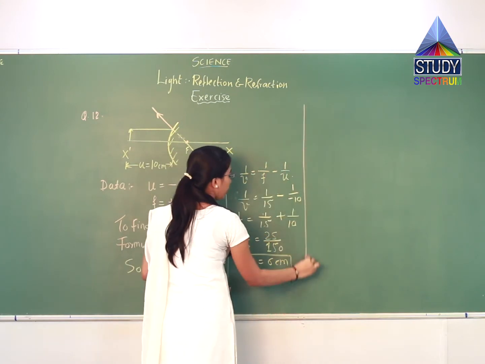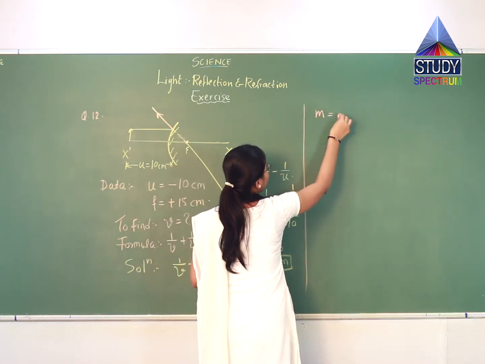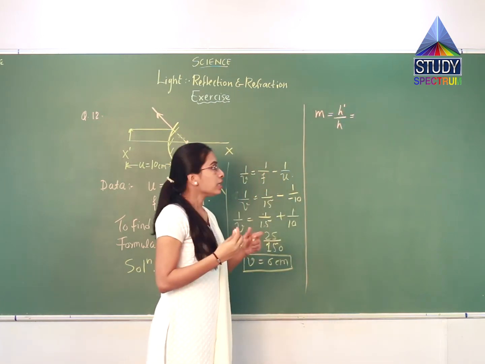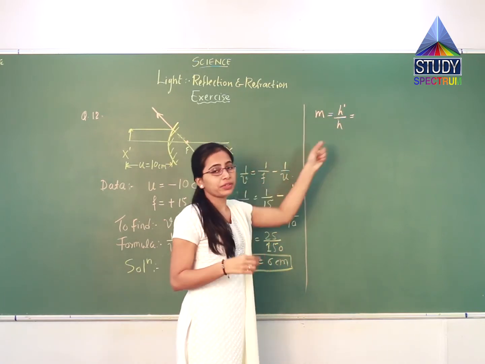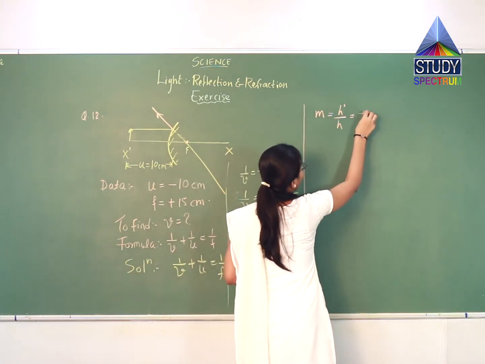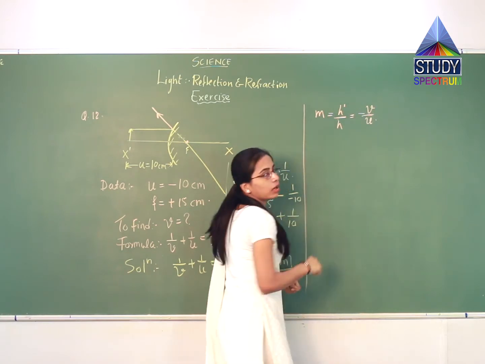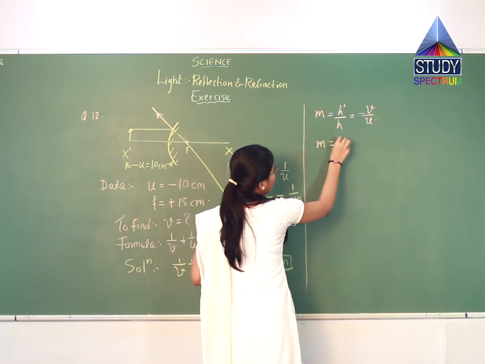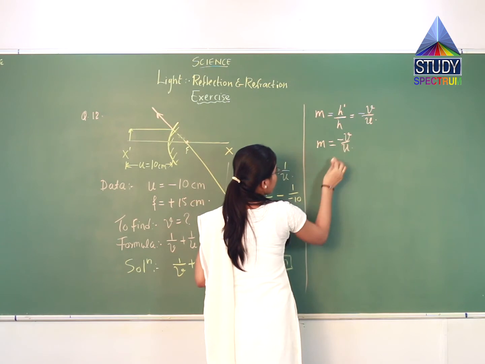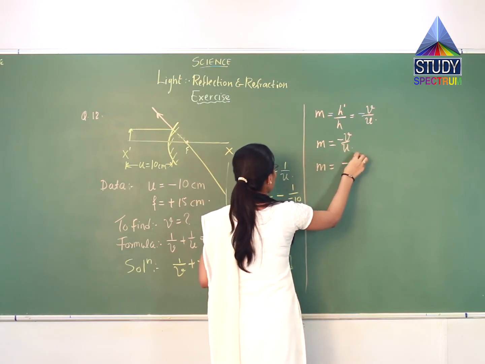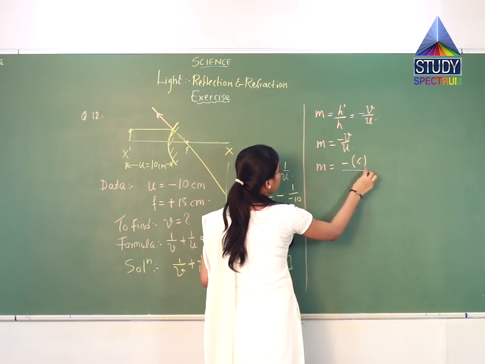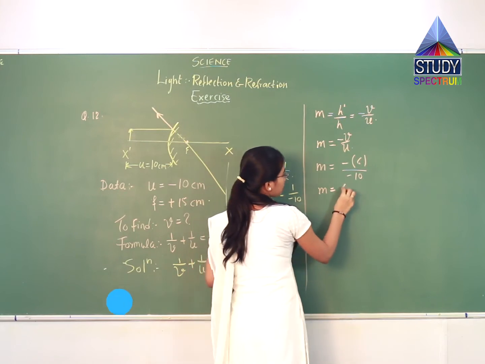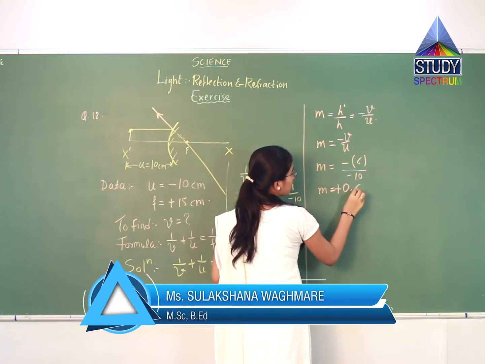So let us write the formula of magnification. Magnification is h dash upon h, where h is the size of the image upon size of the object, but we don't know that here, so we can use this formula, minus of V upon U. We know V, we know U. So M is equal to minus V upon U, that we will use here. So M is minus of V is 6 and U was minus 10. So magnification you will get it as plus 0.6.